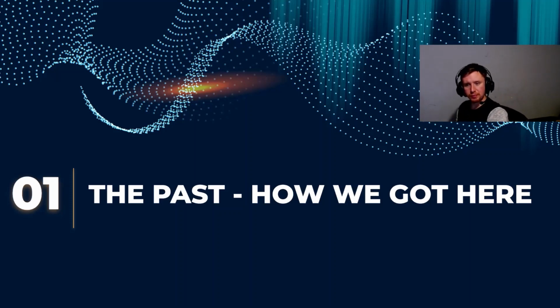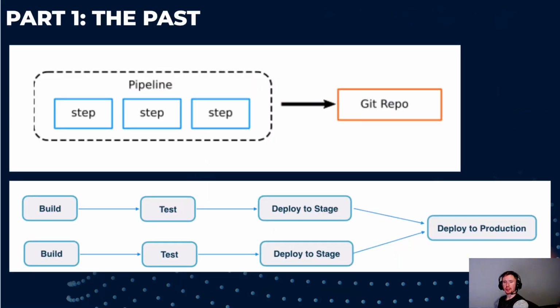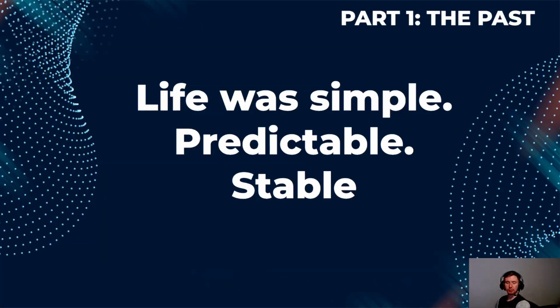So in terms of the past and how we got here, this is where we started. We've been like this for about 20 years, right? Up until 5-6 years ago, this is most software, at least most web software, right? And to build CI pipelines or CD pipelines, it was relatively straightforward. We had one Git repo. You push to the repo, it kicks off a pipeline, and it's relatively simple and straightforward, right? Life was predictable and stable and simple.